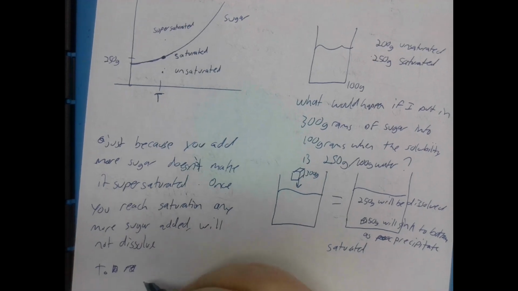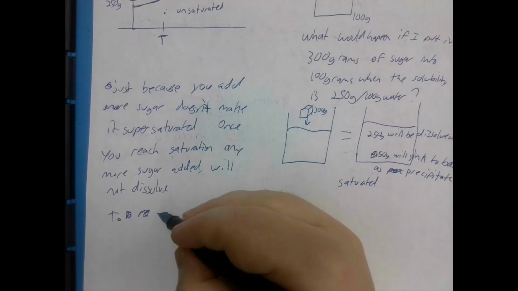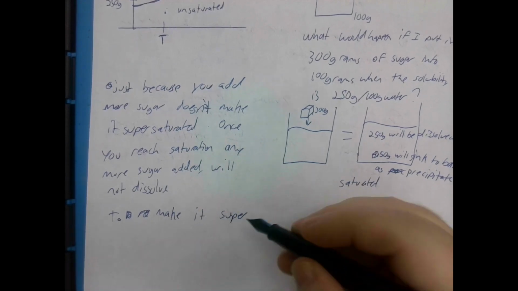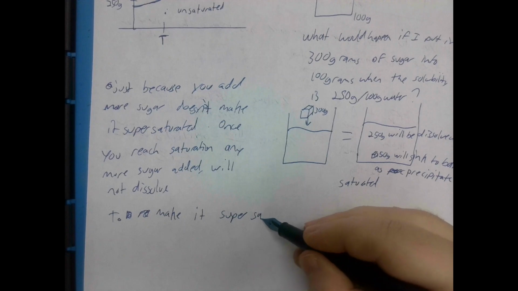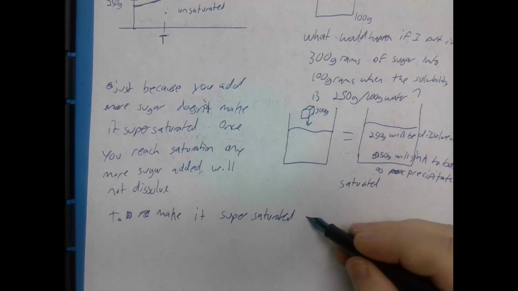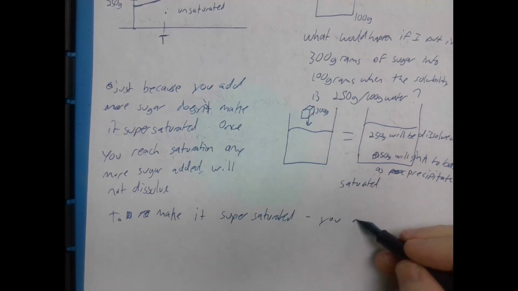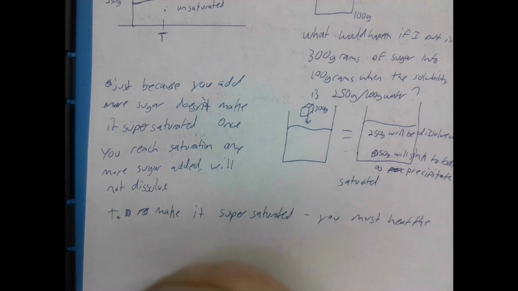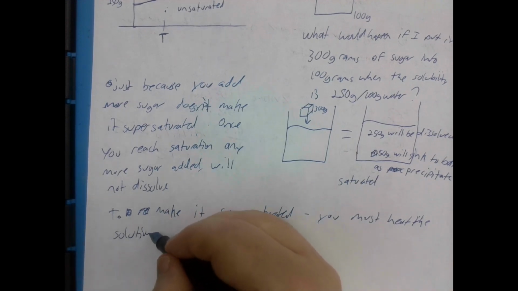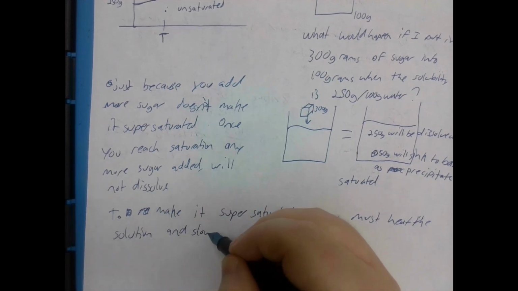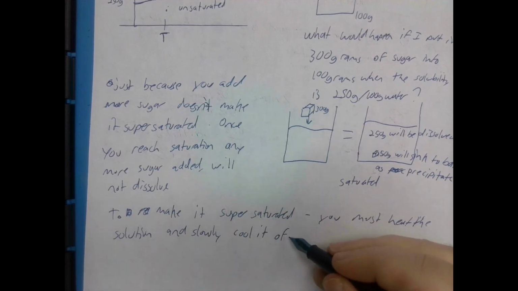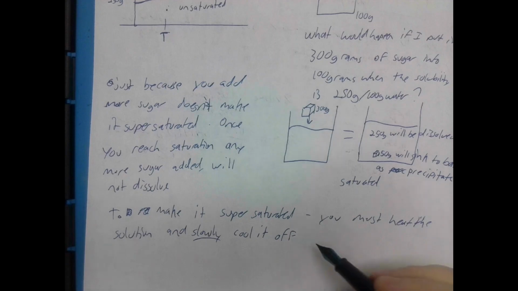To make it supersaturated, you must heat the solution up, and slowly cool it off. It has to be slowly.